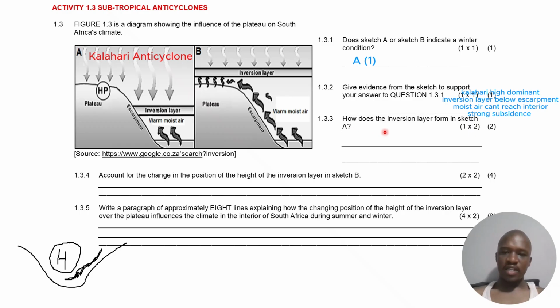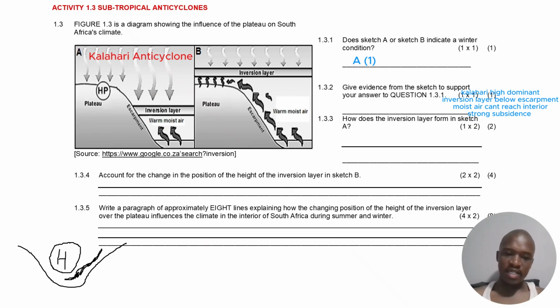How does the inversion layer form? Inversion layer, how does it form, right? Remember, inversion layer is a layer in the atmosphere, right, where temperature increases with height. Now, what you must know about sinking air is that sinking air warms up at the vertical.